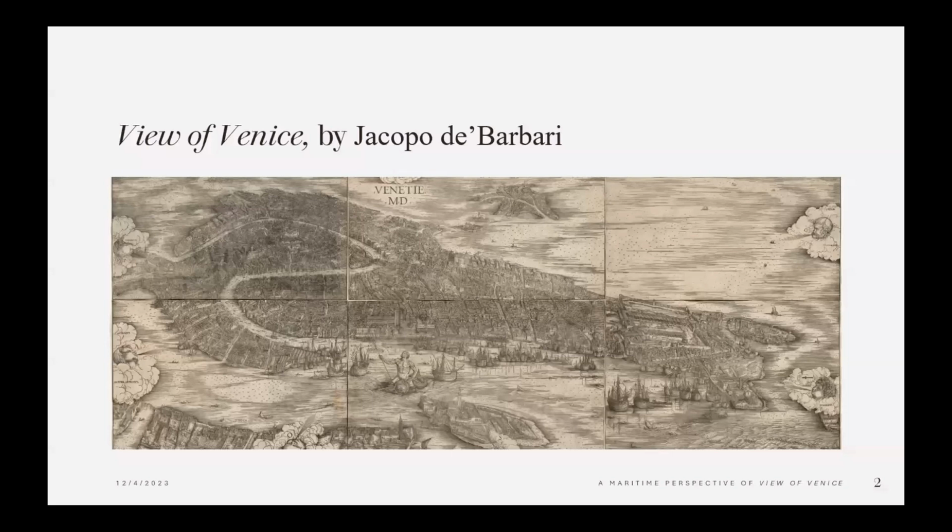The View of Venice by Jacopo de Barbari was created in 1500. It took 3 years to produce and was actually crafted onto wood blocks and was used as part of the advancing printing press during Venice at the time. Venice was a center for the evolution into the printing press, especially in the Central Europe area.